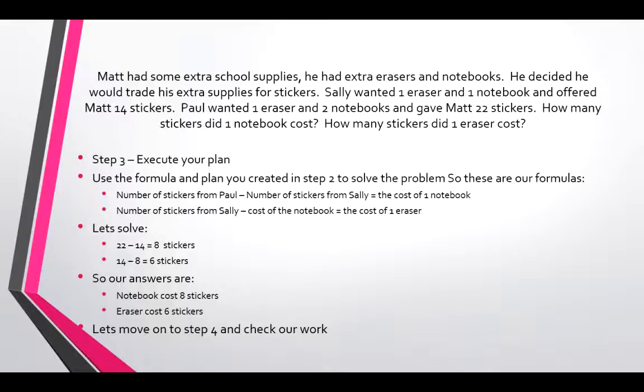So here are our formulas to solve the 2 parts of the problem that need to be solved. First, we need to figure out how much the cost of one notebook is, and then how much the cost of one eraser is. So the formula for the notebook is the number of stickers that Paul had, we're going to subtract the number of stickers that Sally paid with, and that's going to give us the cost of the notebook. Once we have the cost of the notebook, we can then subtract that from the number of stickers that Sally paid to come up with the cost of an eraser.